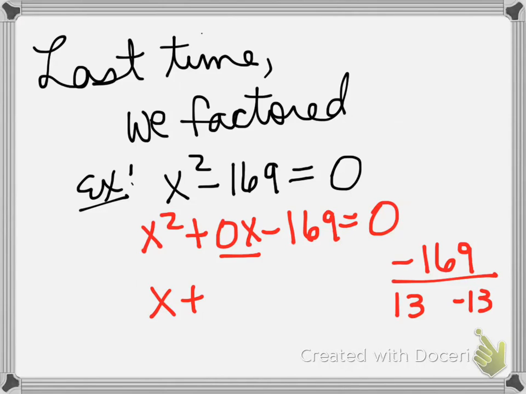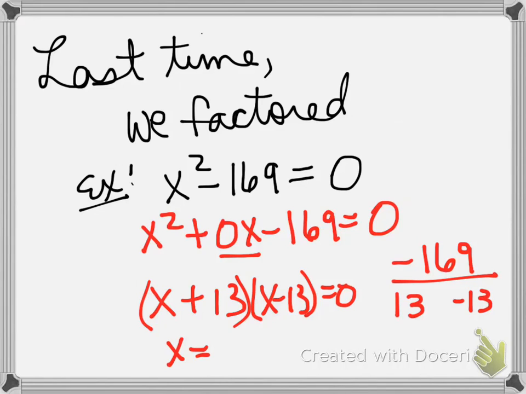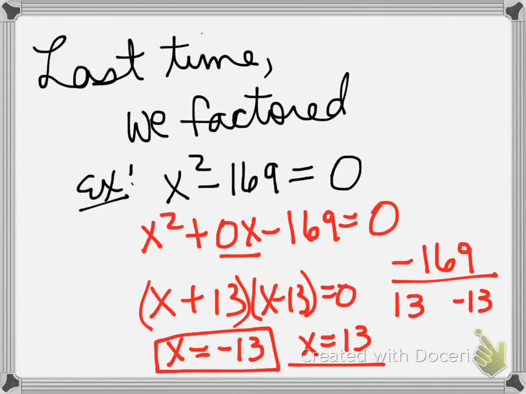So x plus 13 and x minus 13 equals 0. Those would be my factors. 13 times 13 is 169. 13 plus negative 13 is 0. So then when we solve this, the solution is the opposite. So x plus 13 gives me a solution of negative 13. And x minus 13 gives me a solution of positive 13. And that's how we worked this out.